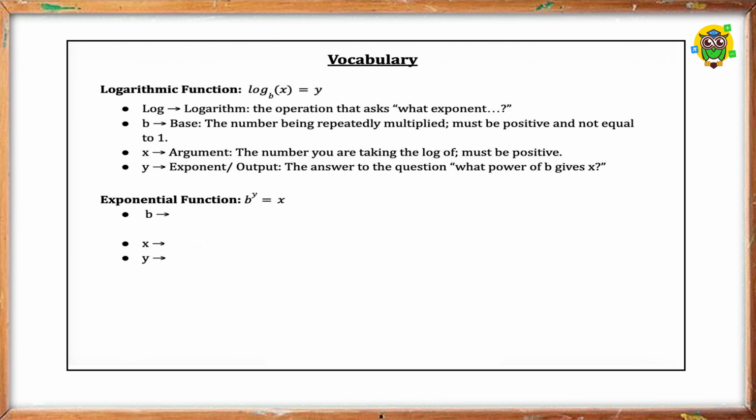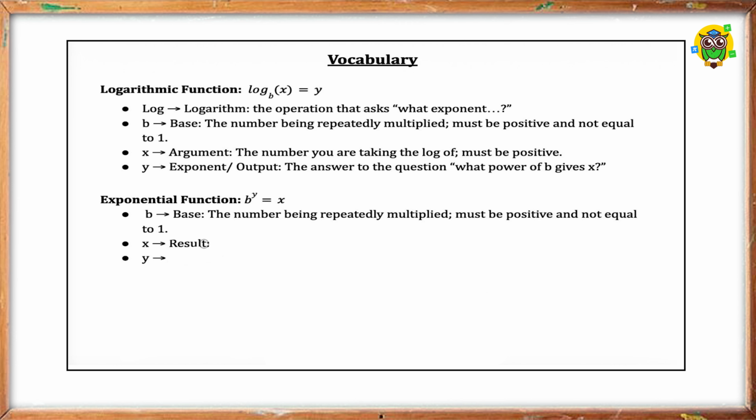Now we're going to take a look at the format of the exponential function. b to the power of y is equal to x. b is once again our base. The number being repeatedly multiplied must be positive and not equal to 1.